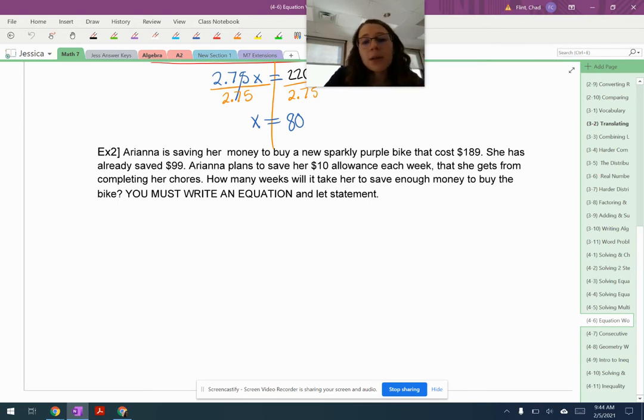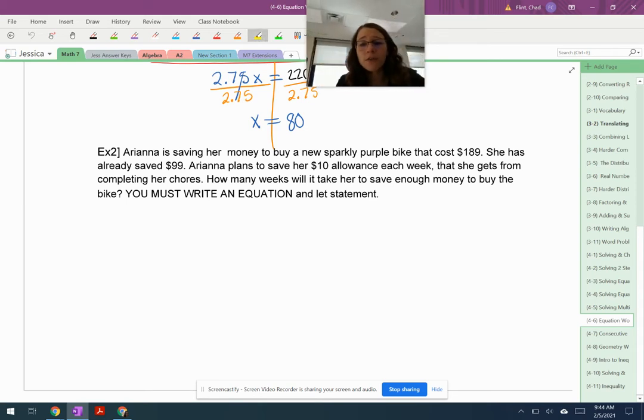Ariana is saving her money to buy a new sparkly purple bike that costs $189. She has already saved $99. Ariana plans to save her $10 allowance each week that she gets from completing her chores. How many weeks will it take her to save enough money to buy the bike? You must write an equation and a let statement.